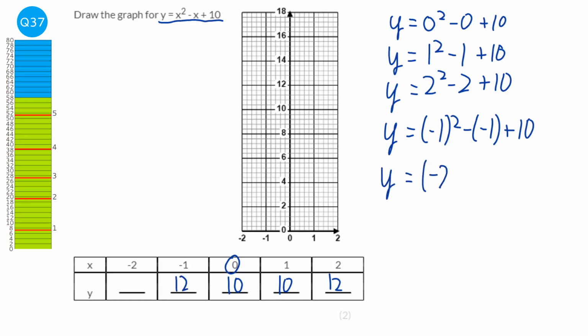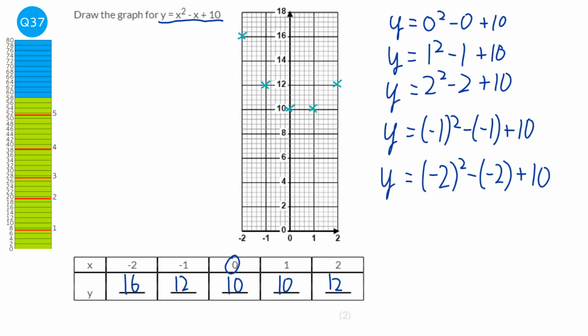And then we'll do the minus 2, so it'd be minus 2 squared minus 2 plus 10. So minus 2 squared is 4. The two minuses here make a plus, so it'd be plus 2, which would be 6, plus 10 will be 16. So we're going to plot these on our graph. And so we've got minus 2 is at 16, so that'll be there. Minus 1 is at 12. Be here. 0 is at 10, 1 is at 10, and 2 is at 12.